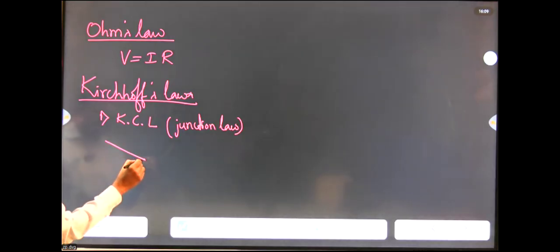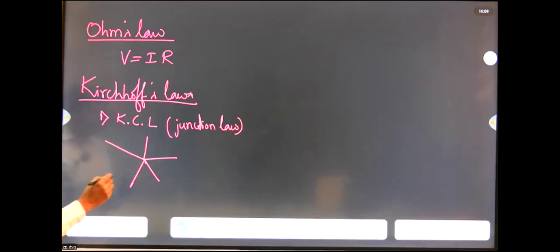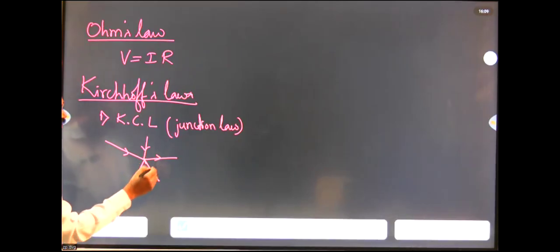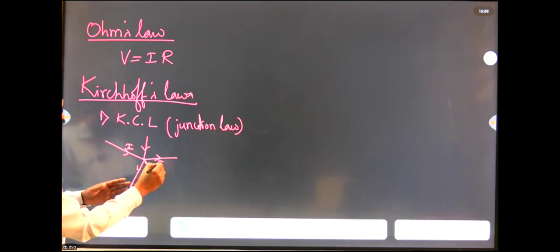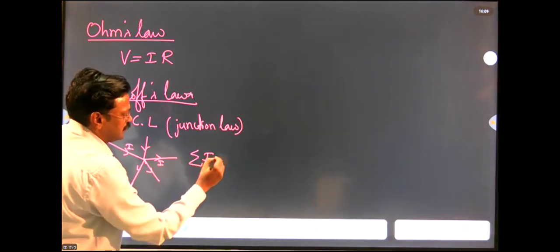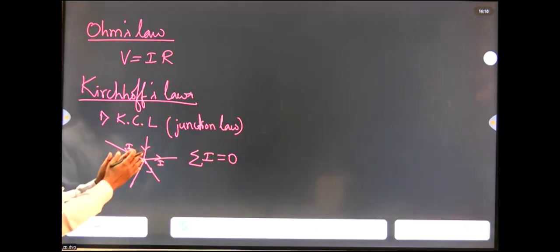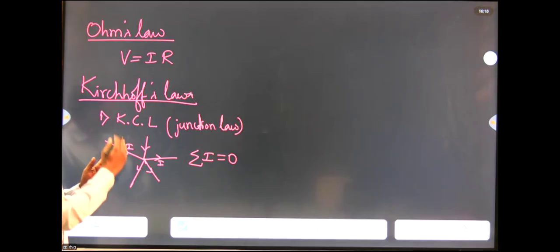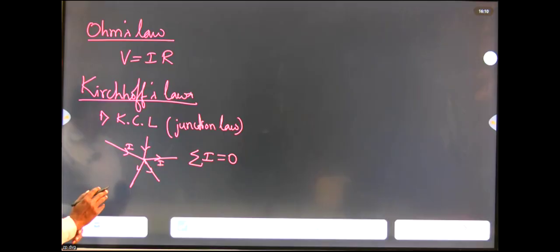That means if there is a point where two or more branches of the circuit are meeting, there are inward currents and outward currents. So let there be some currents which are inward, some currents are outward. What Kirchhoff's current law states is this: the algebraic sum of all the currents at a junction is equal to 0. That means whatever current is inward, the same current will be outward. If the sum of inward currents is equal to 5 plus 5, 10, then the outward current should also be equal to 10 ampere. Okay, so this is what Kirchhoff's current law is.